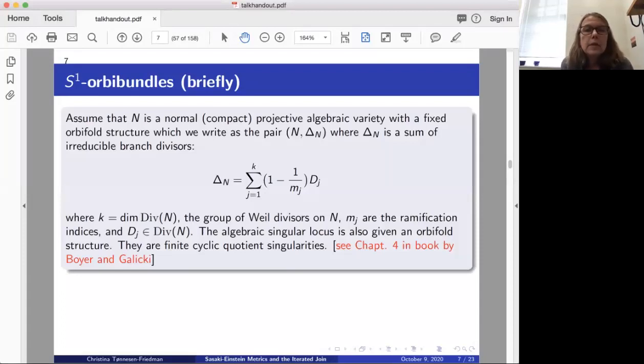So the way we're going to think of an orbifold here is that we have a pair, a projective algebraic variety together with a sum of irreducible branch divisors, delta n. And so we take all the branch divisors and we introduce orbifold structure on at least some of them, if m_j is not one. And these singularities will all be finite cyclic quotient singularities. And then we view that as something that we add to the structure of N. In chapter 4 of the book by Boyer and Galicki, all that is laid out. So it turns out that one can treat orbifolds this way.